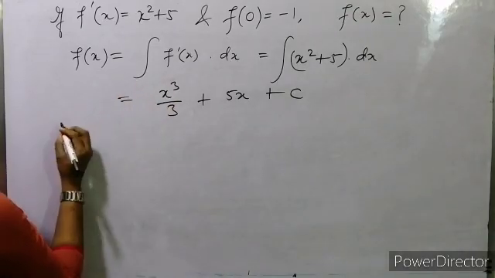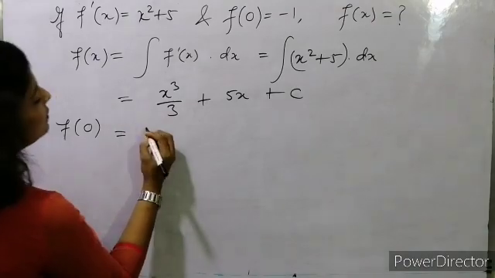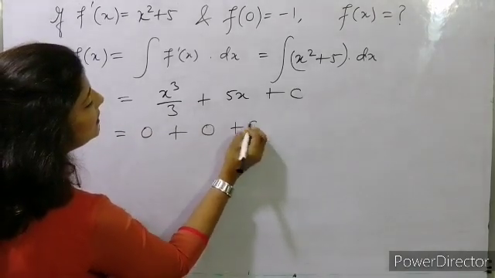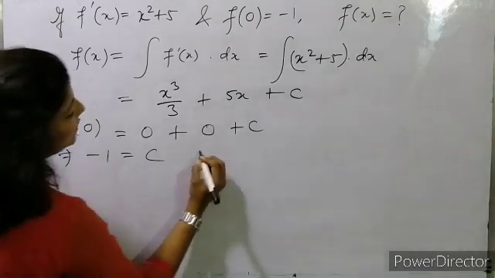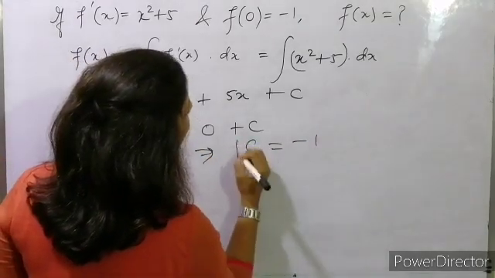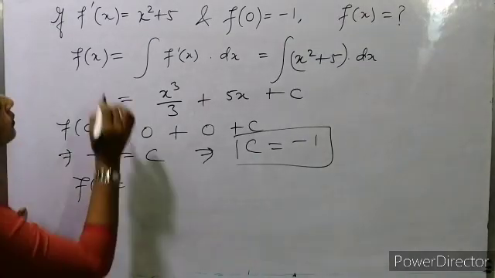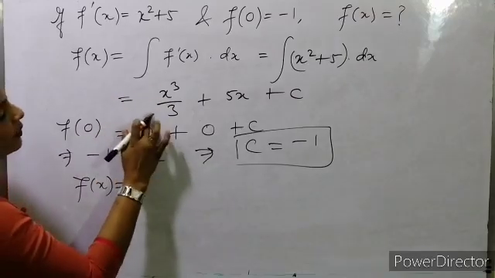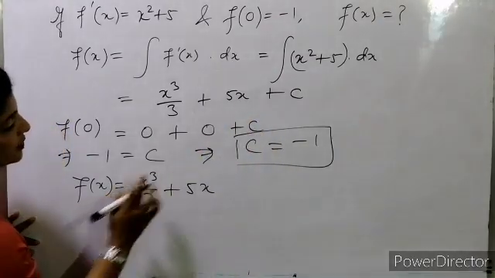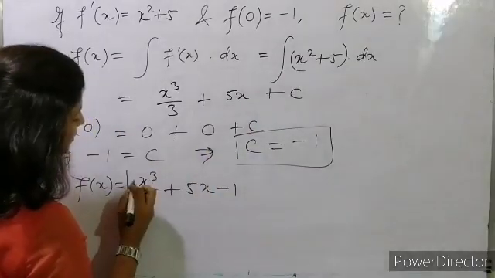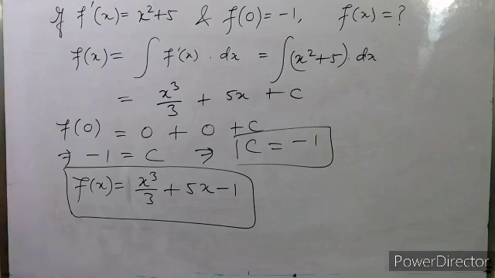Now f0 should be equal to, this will be 0, this will be 0, and c, and it is given that it is minus 1. So minus 1 is equal to c. It means c is equal to minus 1. So what will be the value of fx? The value of fx is x cube upon 3 plus 5x plus c, and c is minus 1. So this will be the function fx.